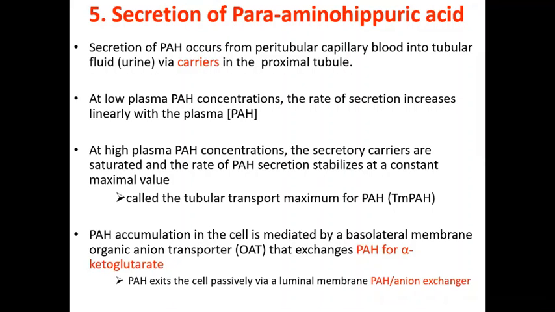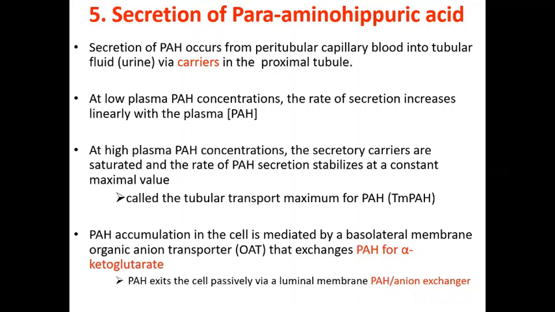The secretion of para-aminohippuric acid occurs from the peritubular capillary blood into the tubular fluid via carriers in the proximal tubule. So in the proximal tubule, we have a carrier for para-aminohippuric acid that is responsible for its secretion. At low plasma para-aminohippuric acid concentrations, the rate of secretion increases linearly with the plasma concentration. What I mean is, just like we discussed for glucose, an increase in the filtration of glucose gives an increase in the reabsorption. It's the same here. It's proportional to the amount of para-aminohippuric acid in the plasma. So if you have an increase, much of it will be secreted as well.